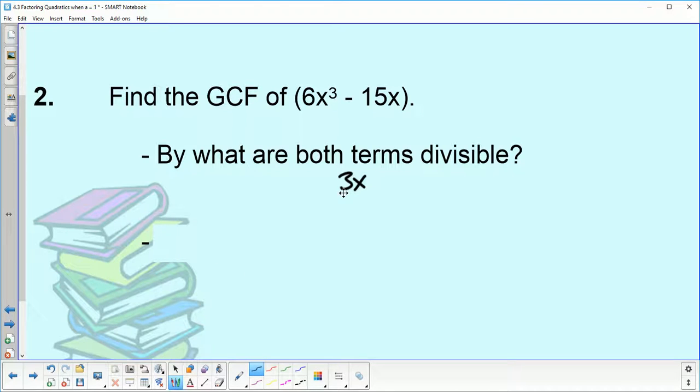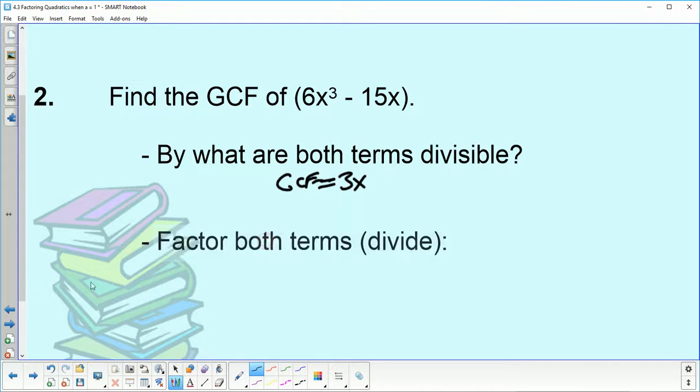So this is called our greatest common factor, or the GCF, and that should be a 3x, not a negative 3x. Okay, so when we do that, we're going to factor both terms, meaning we're going to divide both of these terms by 3x, and we're going to write that 3x outside the parentheses. So again, factoring is the opposite of multiplication. It's division, or you could think of it as the opposite of distribution.